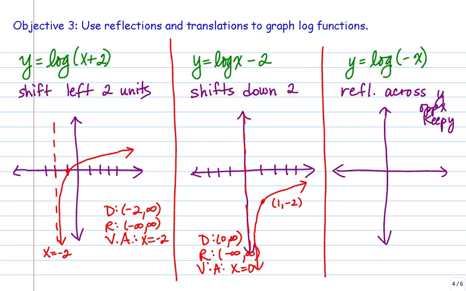So our vertical asymptote is not going to change. It's still going to be at x equals 0. Our key point of 1, 0, though, will be reflected. It's going to be reflected to the point of -1, 0. Okay. And remember, it was going like this, but to do the reflection, it's going to go like this. So now our domain is from -infinity to 0. The range is unchanged. And our vertical asymptote is unchanged.